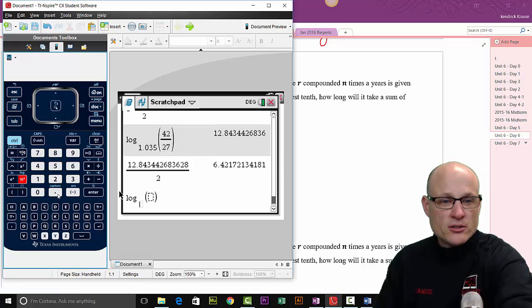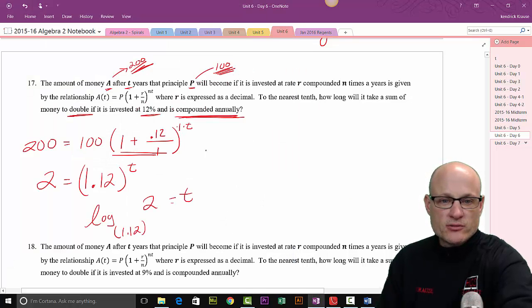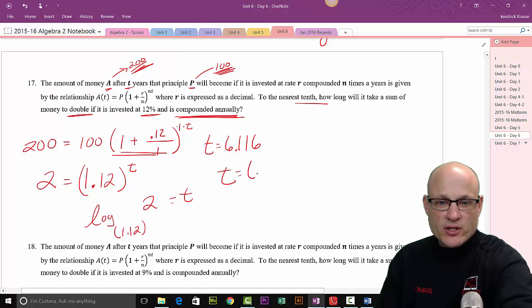So I type log of 2 base 1.12, and double. 6.116. So t equals 6.116 years, round to the nearest tenth. t equals 6.1 years.